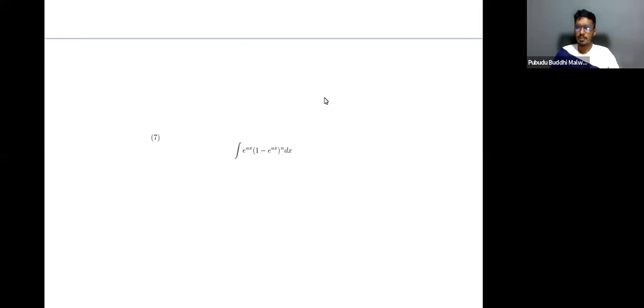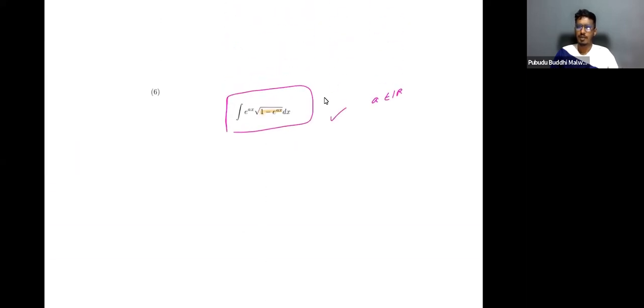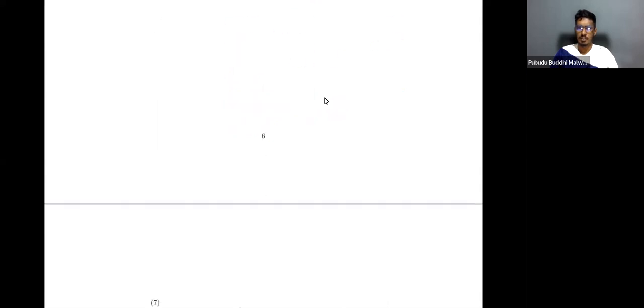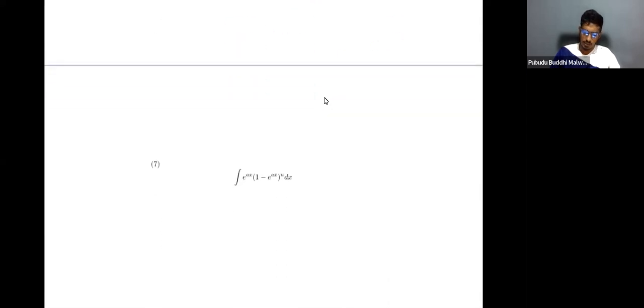For a problem like this, you can apply the same concept that we applied previously. Here, it's about identifying the inner function. So here, the inner function is actually this part, 1 minus exponential ax. So that's the inner function. Therefore, we can use that part as our substitution.